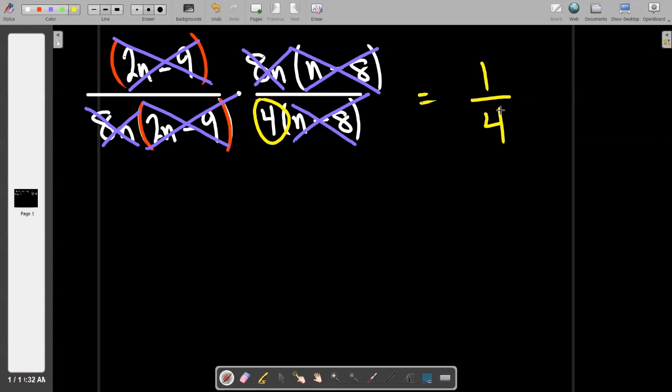Would you like to do another one? Let's do number 2 together also. So I'm going to copy number 2 down, and I'm going to do it correctly this time. I'll dot flop it as I copy it. So if you're working on separate paper, you should dot flop so you don't have to rewrite it over and over and over again.